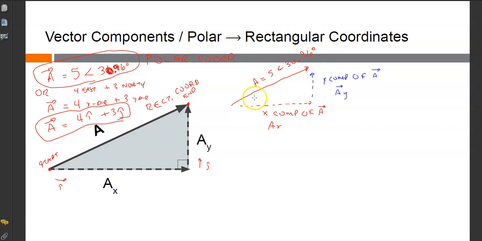And I'm going to take this angle, since they gave us that, and I'm going to put it right here. 30.96 right there. If that's my angle of interest, the y component would be the opposite. The x component would be the adjacent. And the hypotenuse would be this side, the longest one across from the right angle, which is here.